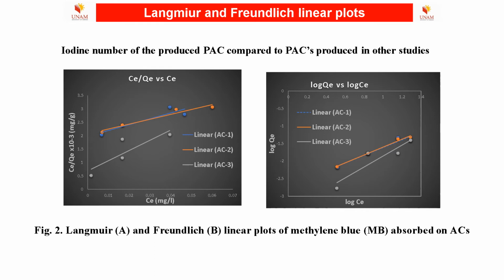Then Langmuir and Freundlich adsorption isotherms, you can see the iodine number of the produced PSC compared to PSCs produced in other studies. Figure 2, Langmuir A and Freundlich B, linear plots for methylene blue, MB. So you can see linear AC1 and AC2 here. So it is more, whereas for the AC3 there is not much adsorption in both cases.